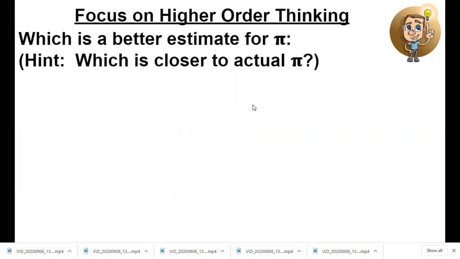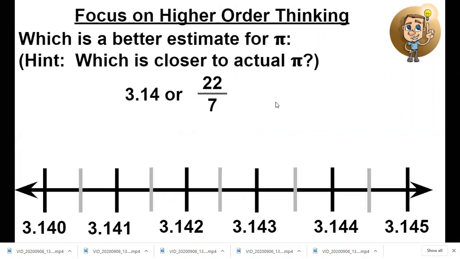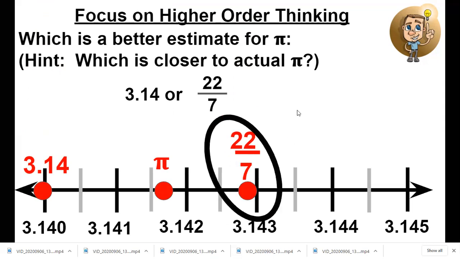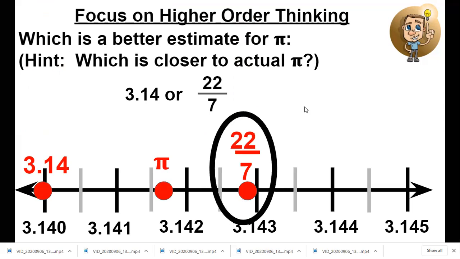Which is a better estimate for pi? So which one is closer to the actual pi? So is it going to be 3.14 or 22/7? Let's bring our number line back down, put our numbers back in there. There they are again. Which one's closer to the actual pi, that big long number? Can you tell from the diagram? Right, 22/7. 22/7 is closer to pi. So it's actually a better approximation.